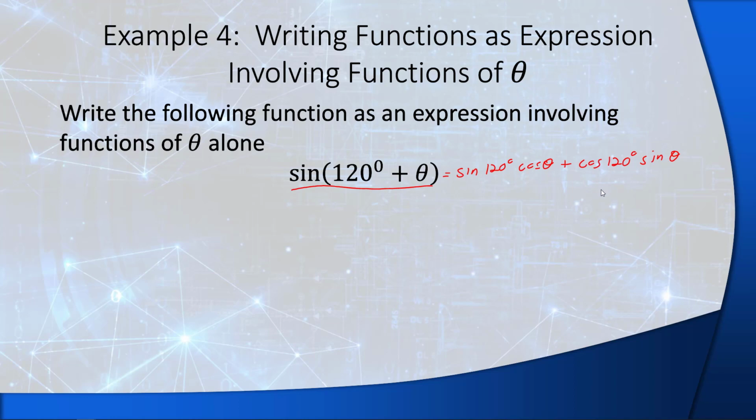And of course 120 is in the second quadrant, and the sine of 120 is the square root of 3 over 2. We'll multiply that by the cosine of theta. Now, since we're in quadrant 2, the cosine is going to be negative, and the cosine of 120 is going to be negative 1/2, so we have minus 1/2 times the sine of theta. And that would be the answer for that particular problem.